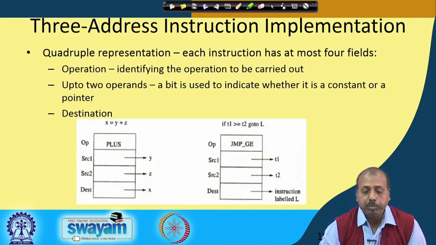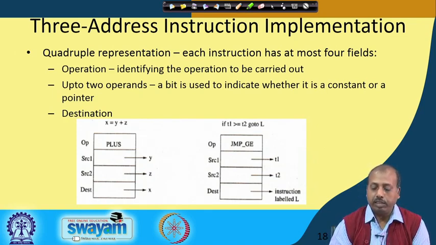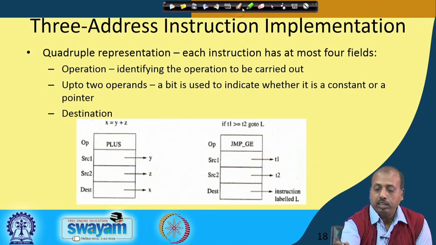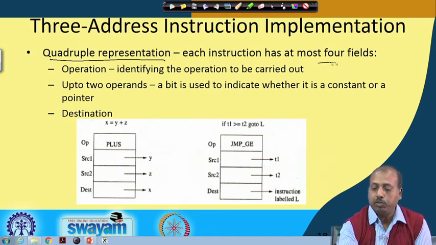Now, how do you represent this 3 address instruction? 3 address instruction means that there are at most 3 addresses. So every instruction is a quadruple. This is the first representation that we have, the quadruple representation, where each instruction has at most 4 fields.